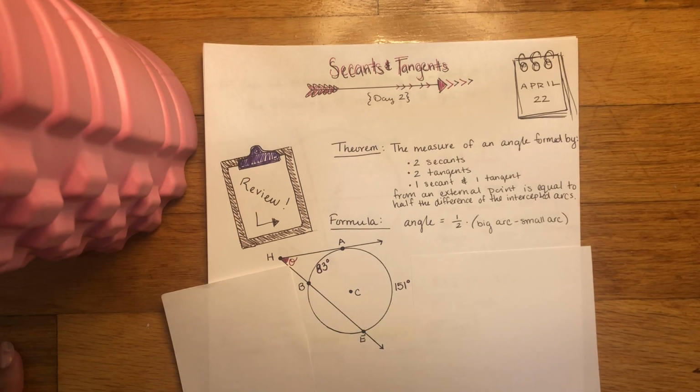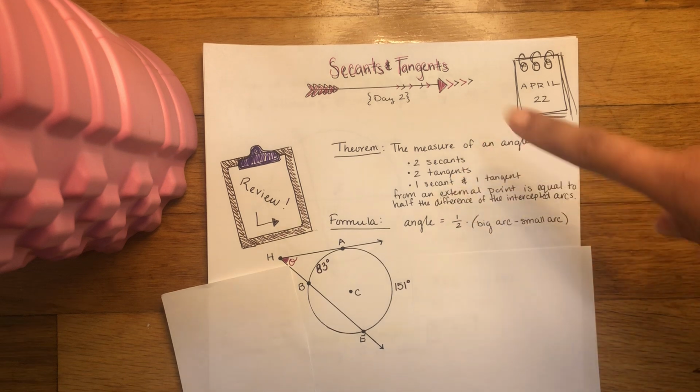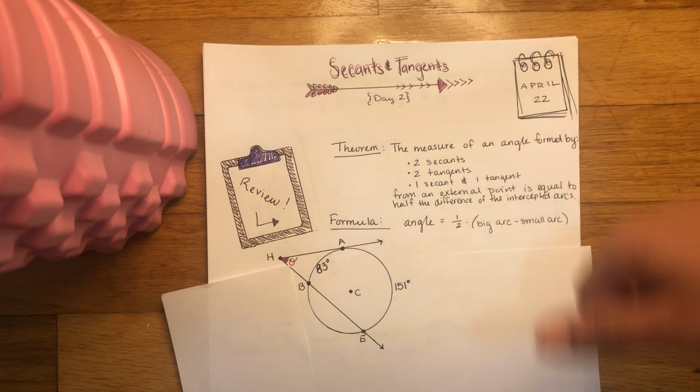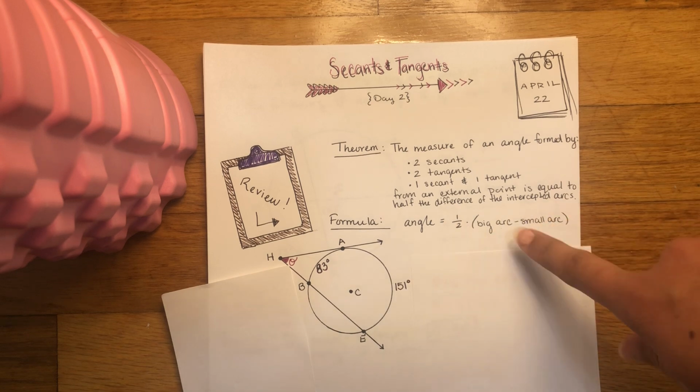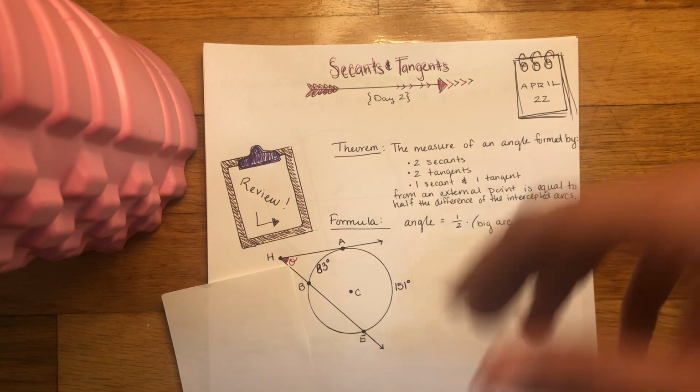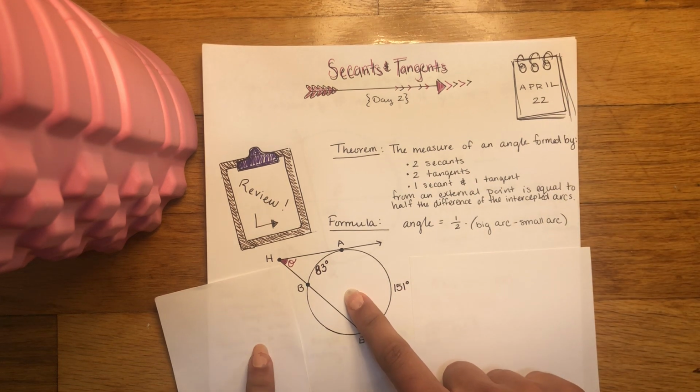All right, so we're doing secants and tangents again. This is day 2. We're going back to this theorem. This theorem is going to come up in your Canvas question, so I will advise you to kind of remember that. We're only talking about this formula. Notice how there's a minus and not a plus, right? And that's for problems that look like this.